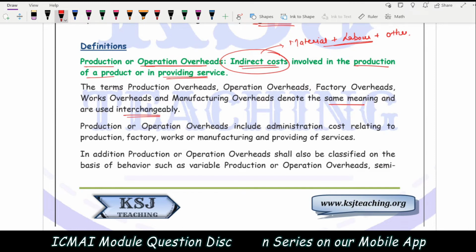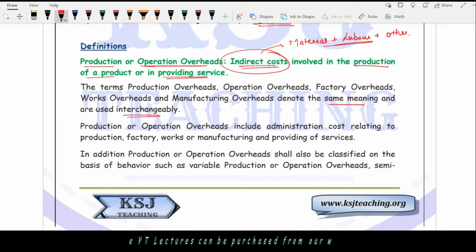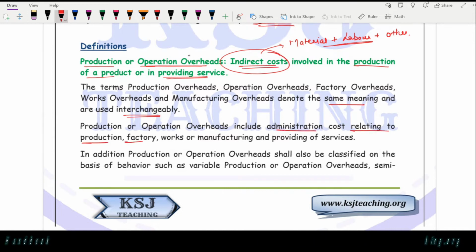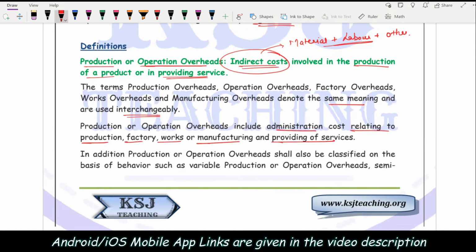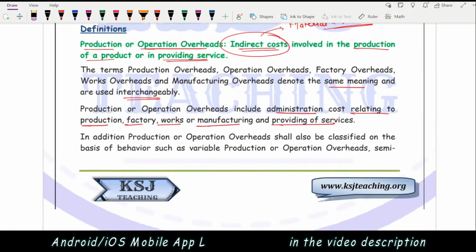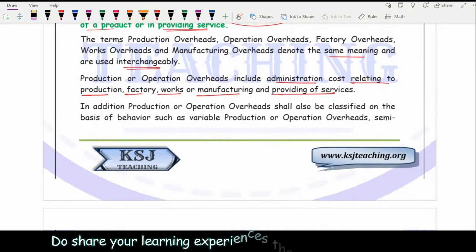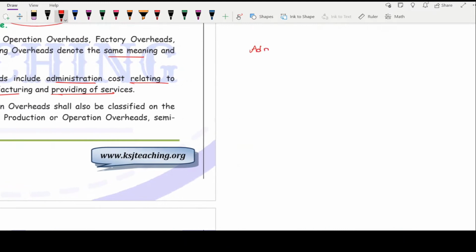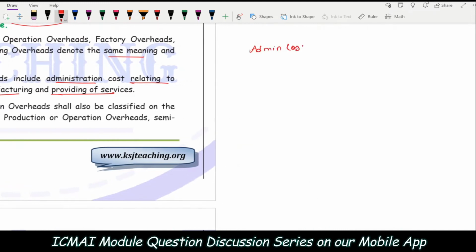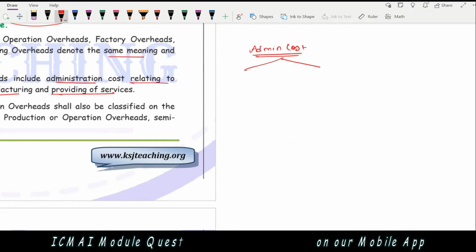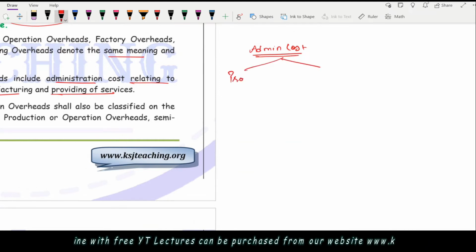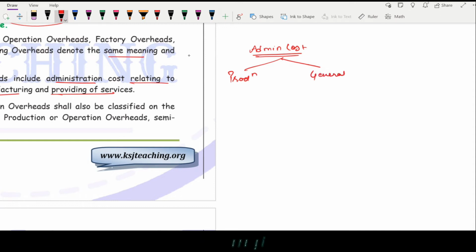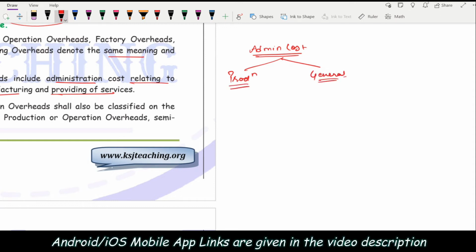Production or operation overheads include the administration cost relating to the production, factory, works, or manufacturing and providing of services. Now, in the chapter of cost sheet, we have studied something about administration cost, right? So when we talk about administration cost, this administration cost can be of two types. One is related to production, and the other type of administration cost is general administration cost, right?